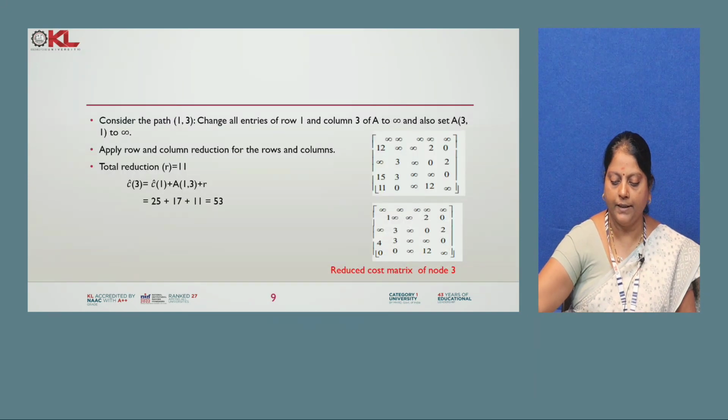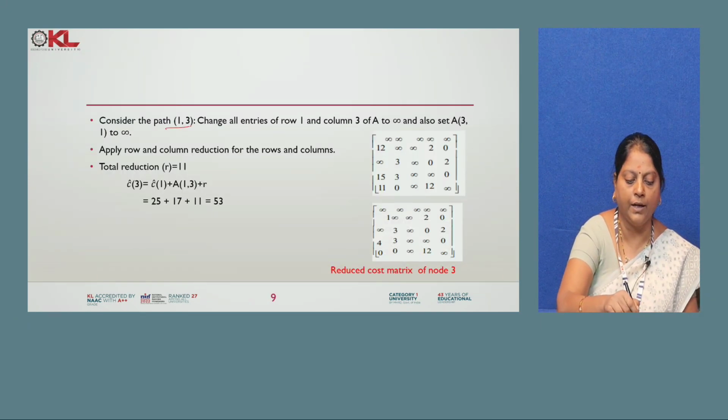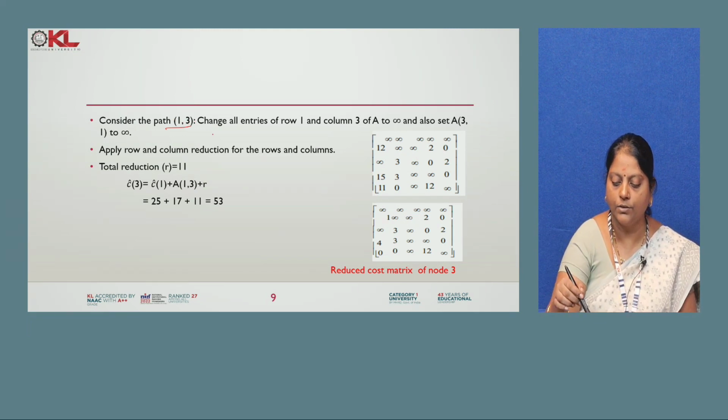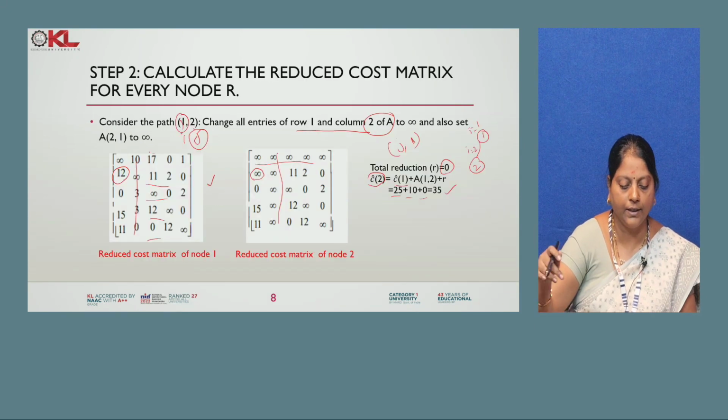Next, similarly we have to find the path from 1 comma 3. Consider the path 1 comma 3 and find the cost. So which row and which column do we have to make infinity?